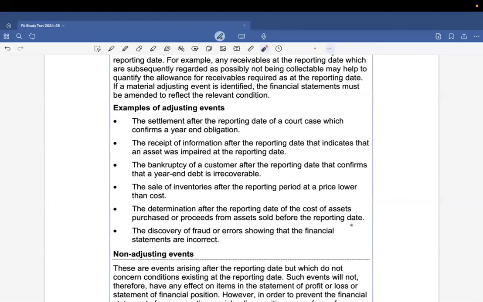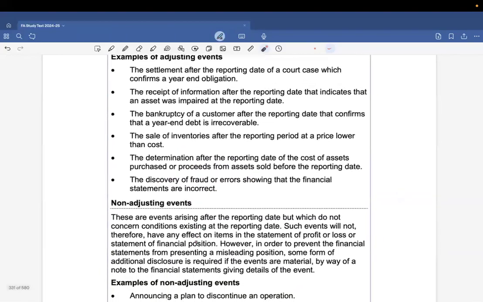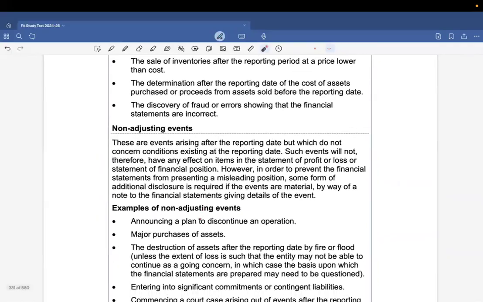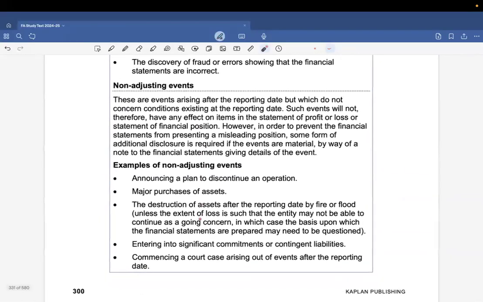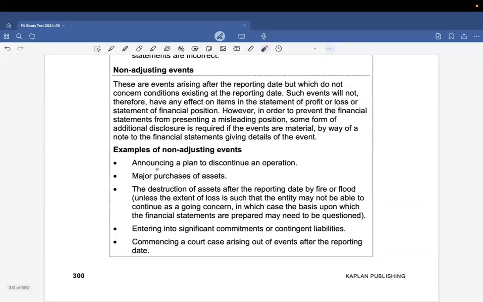Clear now? Next is after the year end, you came to know of fraud or errors that are being committed in the financial statement elements. Then that needs to be adjusted. Clear now?